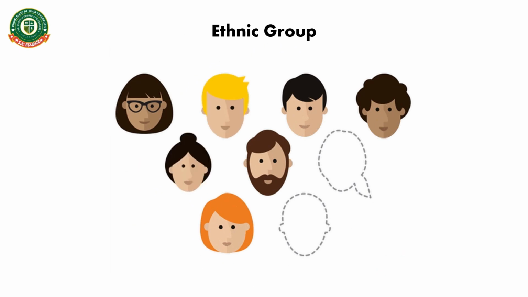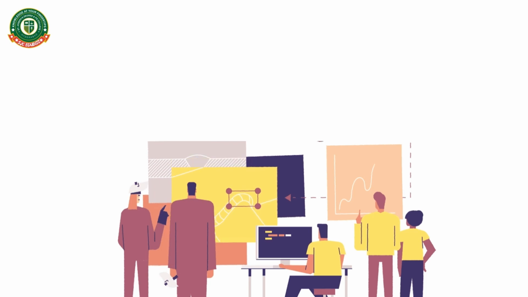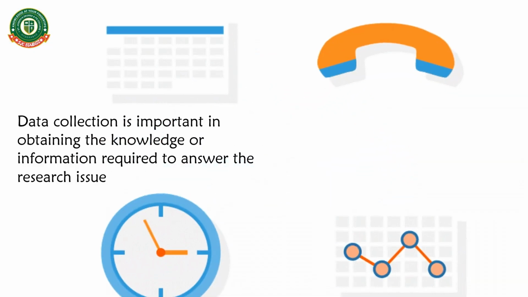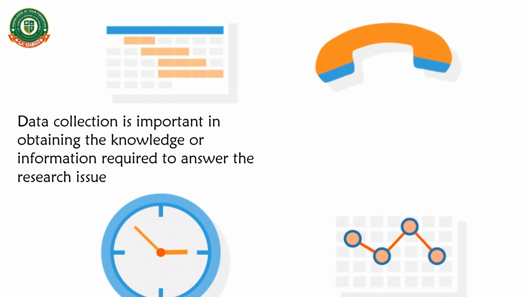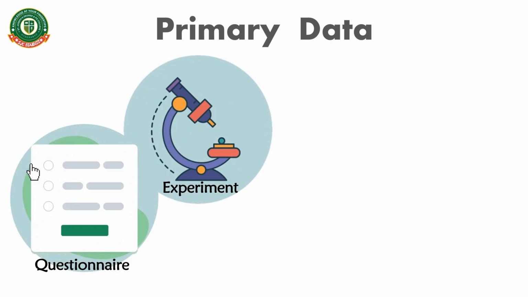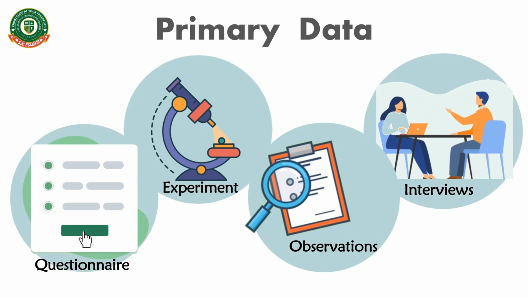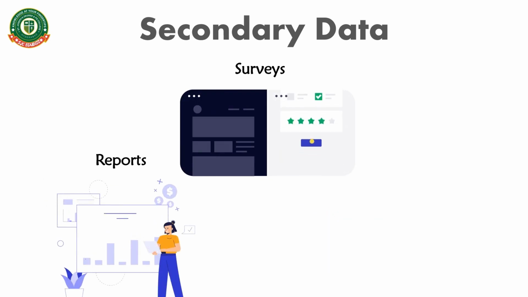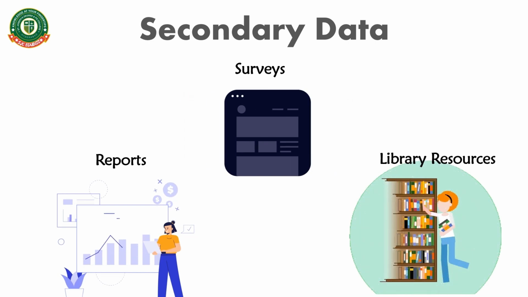Step 6. Data collection. Data collection is important in obtaining the knowledge or information required to answer the research issue. It is divided into 2 categories: primary data, experiment, questionnaire, observation, interview. Secondary data categories are literature survey, official, unofficial reports, an approach based on library resources.